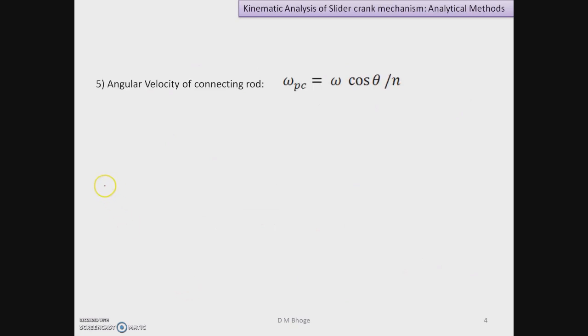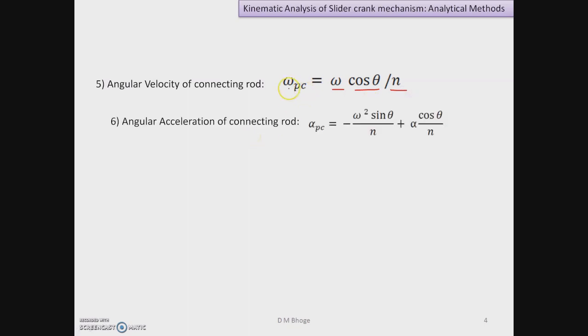Next is the angular velocity of connecting rod. Omega pc is equal to crank speed omega into cos of theta divided by obliquity ratio n. When we differentiate this equation with respect to time, we get the equation for angular acceleration of connecting rod, alpha pc, which is equal to minus omega square sine of theta upon n plus alpha cos of theta upon n, where omega is the crank speed and alpha is the acceleration of crank if it is rotating with non-uniform speed.